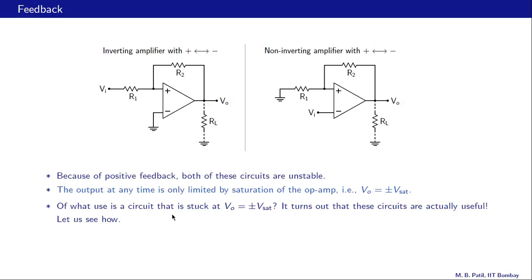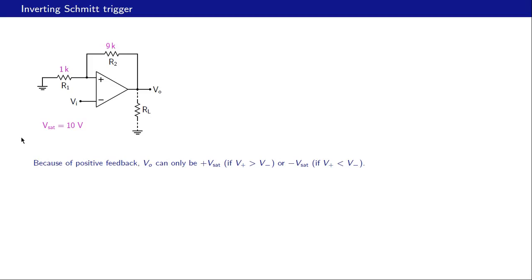Now the question is, of what use is a circuit that is stuck at VO equal to plus Vsat or VO equal to minus Vsat? It turns out that these circuits are actually useful, and let us see how. Let us look at this circuit, which is our non-inverting amplifier with the plus minus inputs interchanged. R2 is 9K, R1 is 1K, and we will assume Vsat to be 10 volts.